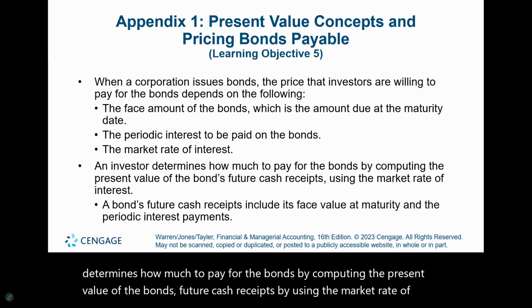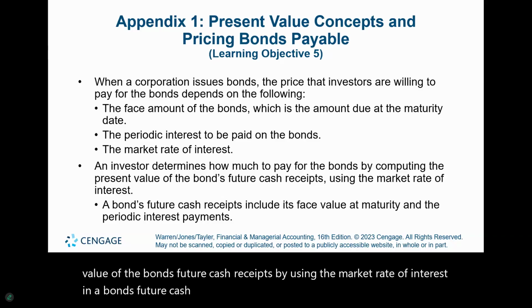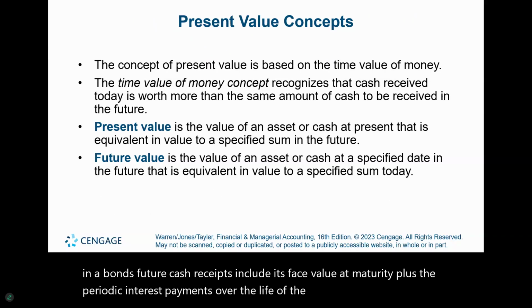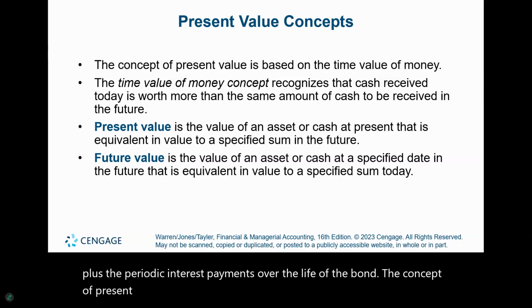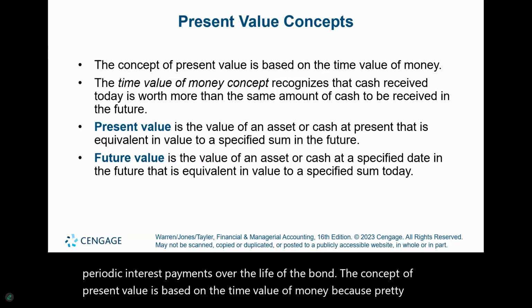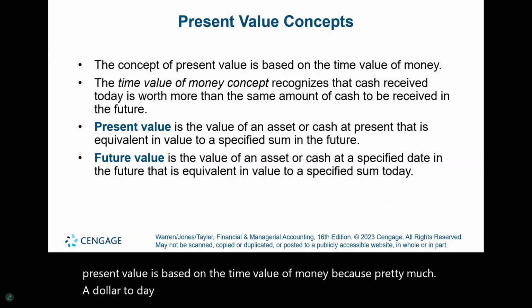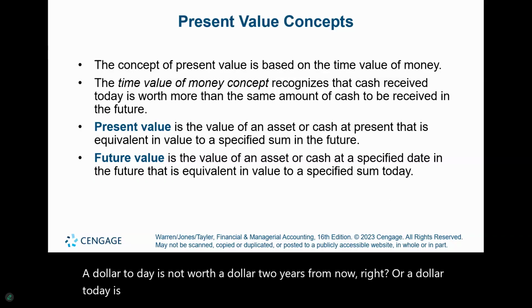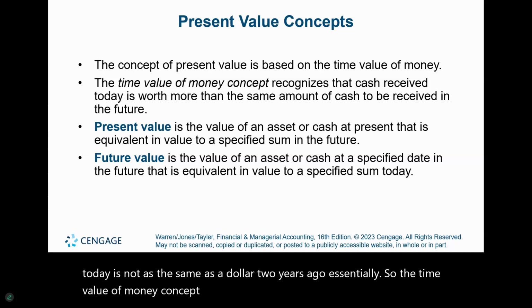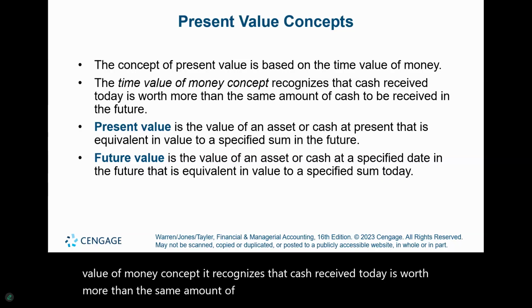A bond's future cash receipts include its face value at maturity plus the periodic interest payments over the life of the bond. The concept of present value is based on the time value of money, because $1 today is not worth the same as $1 two years from now. The time value of money concept recognizes that cash received today is worth more than the same amount of cash that is going to be received in the future.